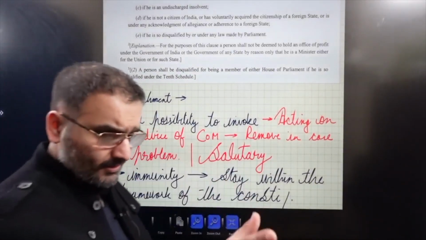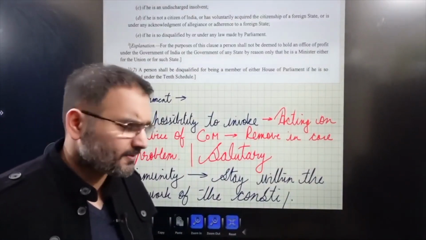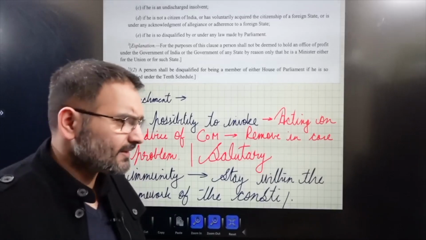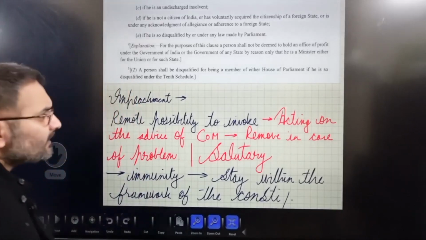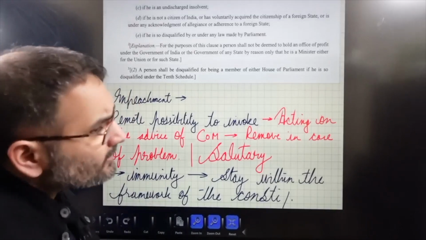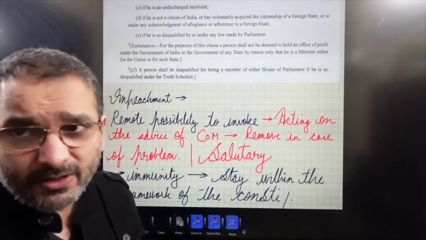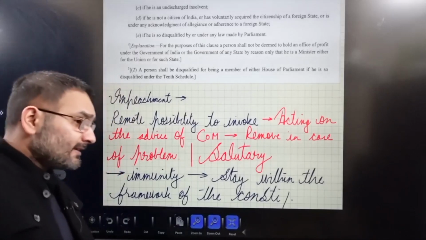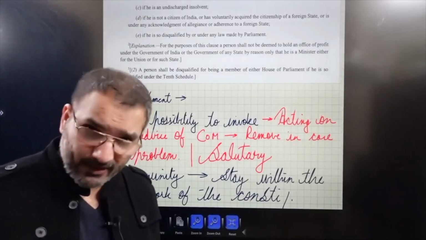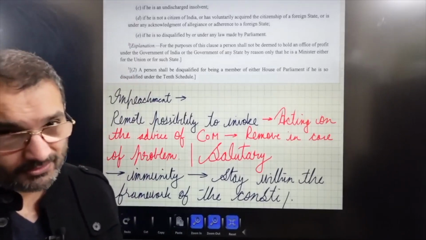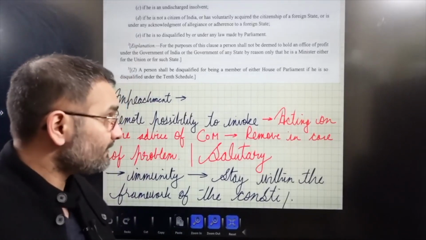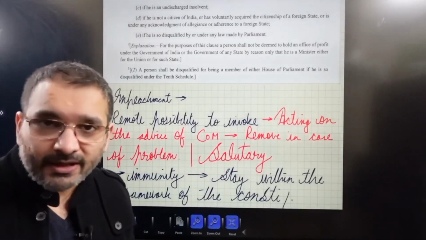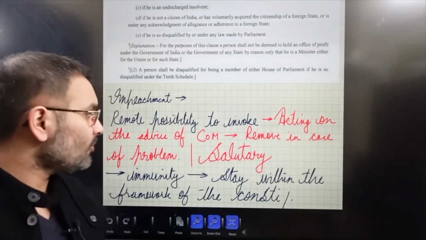Again, when we review the articles, we are going to discuss the impeachment process, and you can pretty much read it on your own as well. I believe it is very simple. But the clause is basically such that there is only a very remote possibility to invoke this. Why so? Because the president is always acting on the advice of the Council of Ministers, correct? So instead of impeaching the president, you can just remove the Council of Ministers, pass a no confidence motion against them in Lok Sabha, and that job is done.